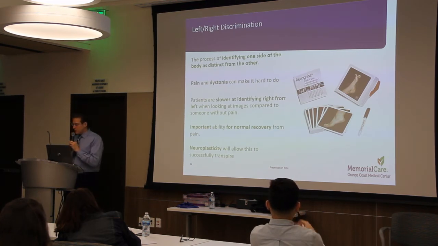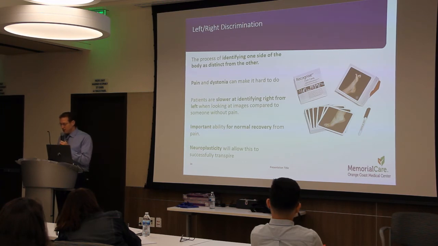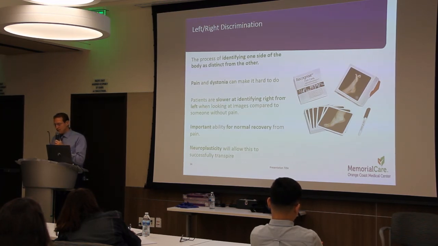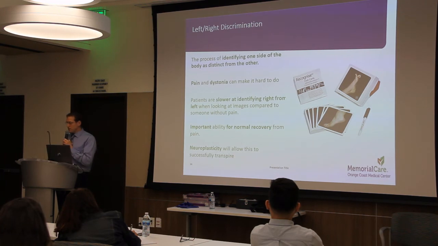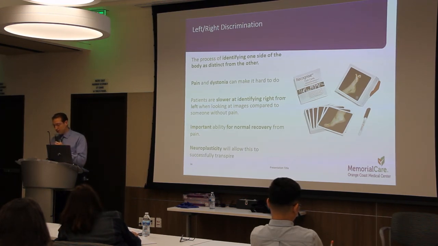Left-right discrimination is the process of identifying one side of the body as distinct from the other. Basically, can you identify the right side from the left side? This can be quite impaired in people with dystonia and in those with chronic pain. For example, when viewing pictures of body parts, they are slower and or less accurate at determining whether the image is a left body part or right body part than somebody without pain. This ability appears to be incredibly important for normal recovery for pain.